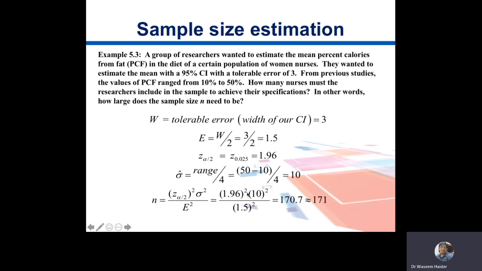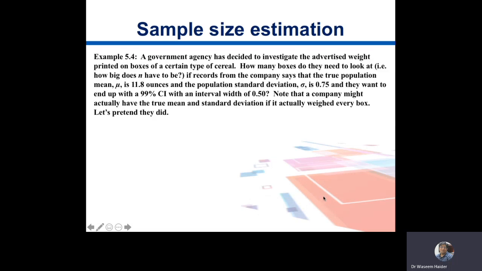Over here, 1.96 square is for alpha by 2. Range divided by 4 gave us this standard deviation, so we take the square of it, that is 10 square, divided by E square. E we got was 1.5, so it is 1.5 square. So we need 170.7. Obviously you will round off because there is no 0.7 person, right? So it's 171. So we need 171 persons.